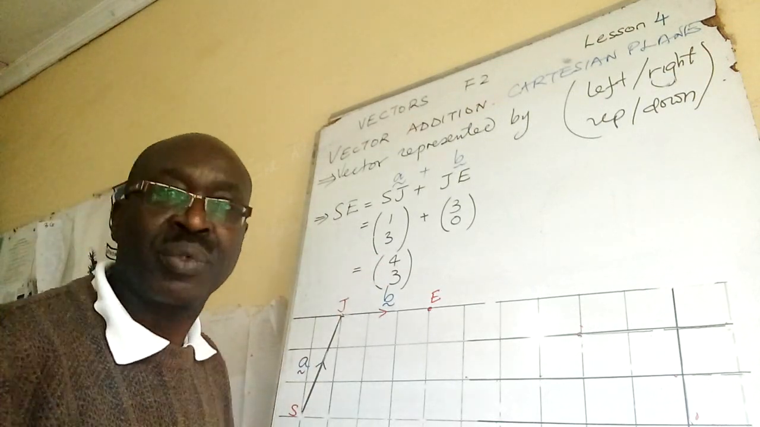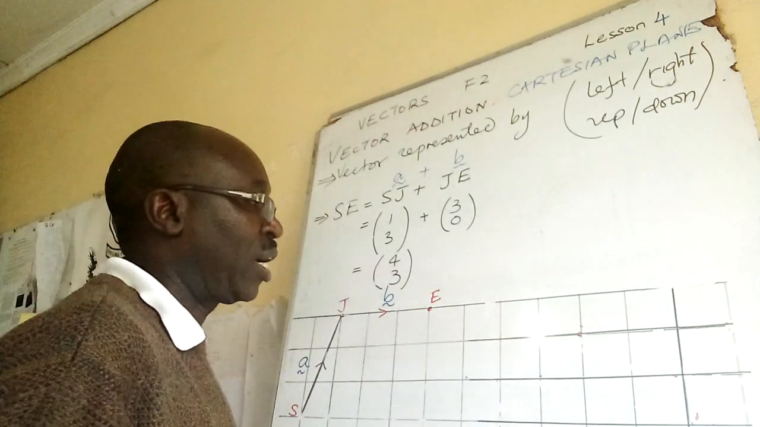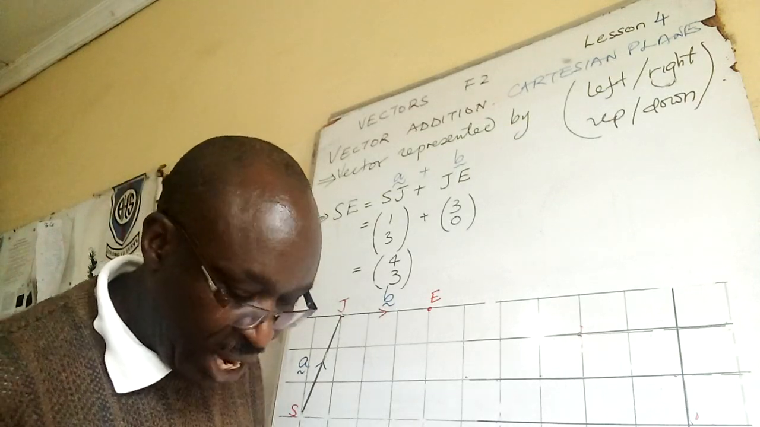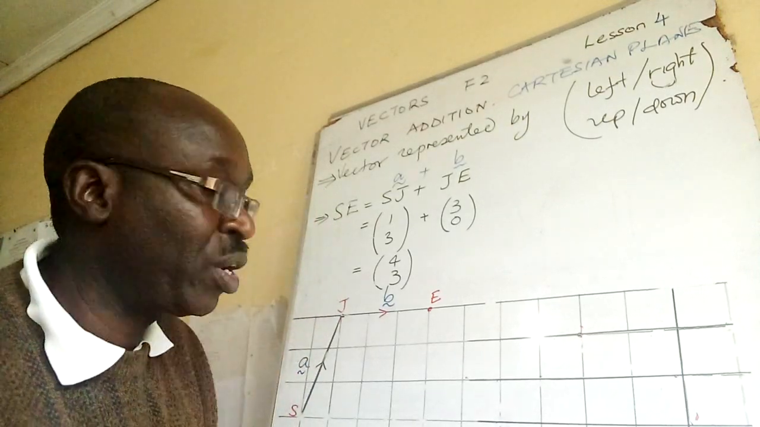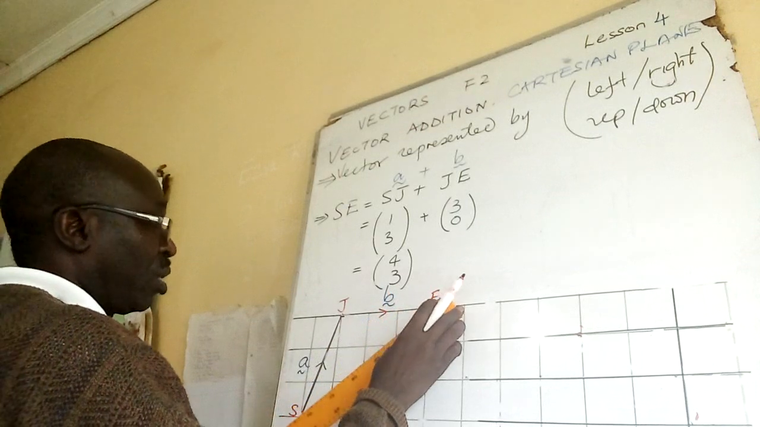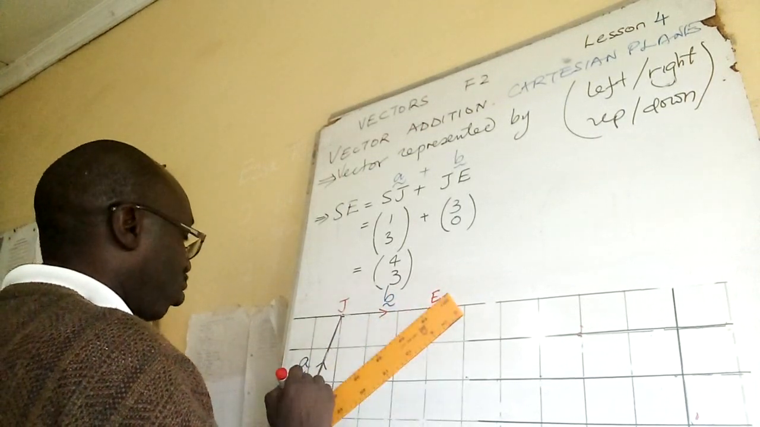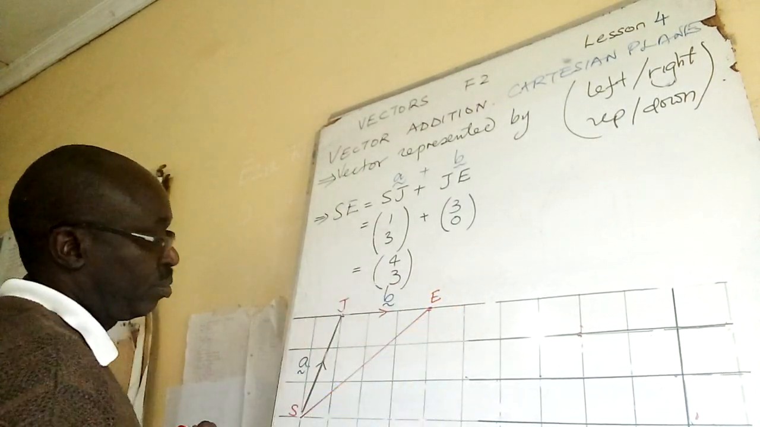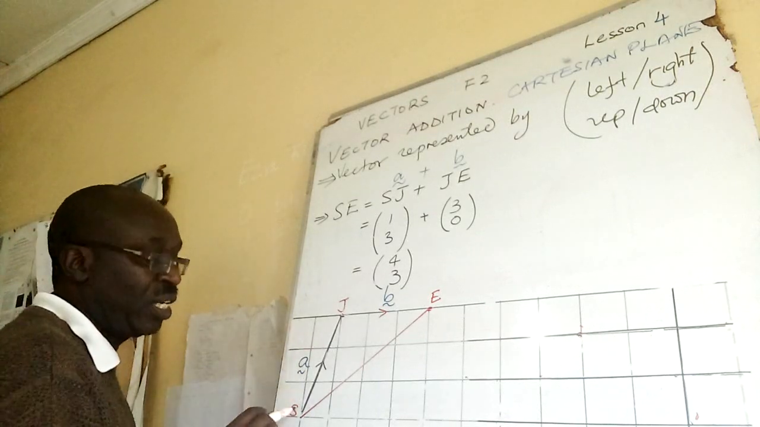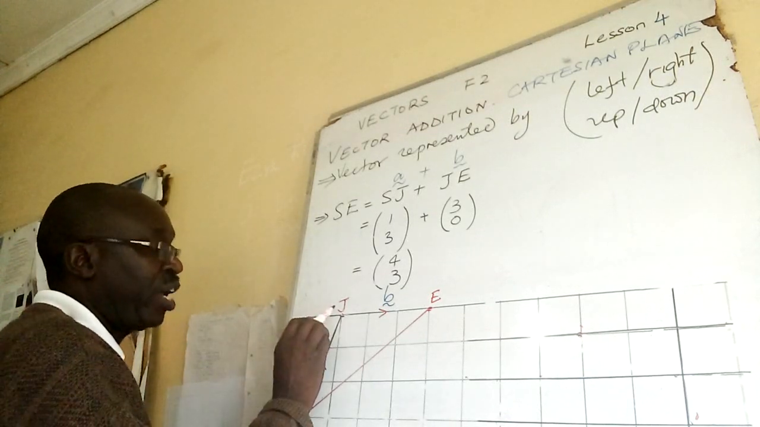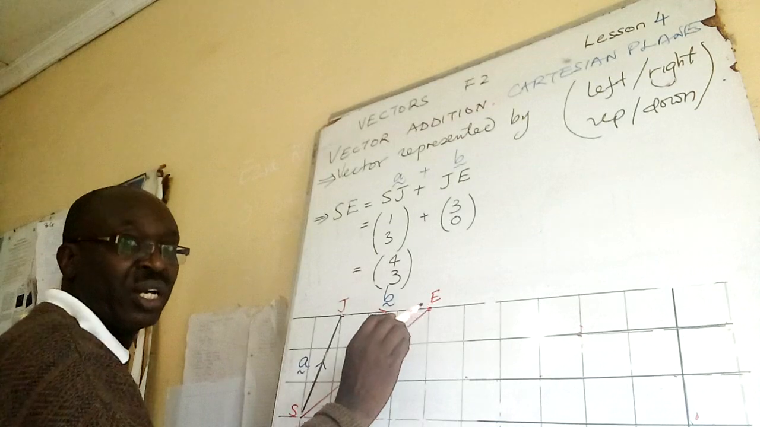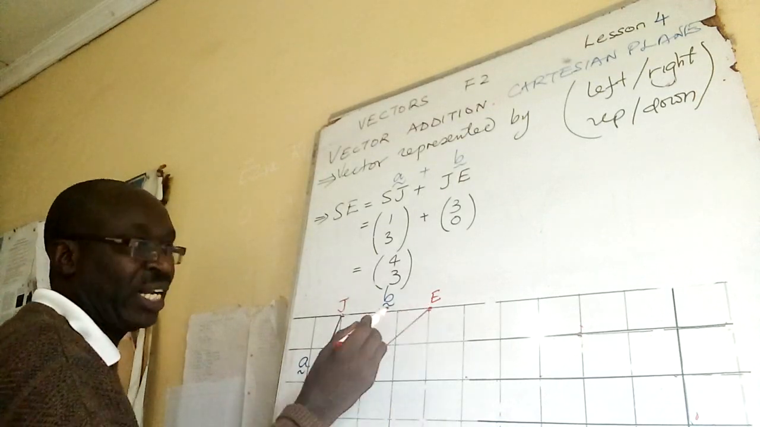Okay. We can try another one here. So what we have done, folks, is we are trying to connect our movements. What I've done is SJ plus JE, and they give SE.